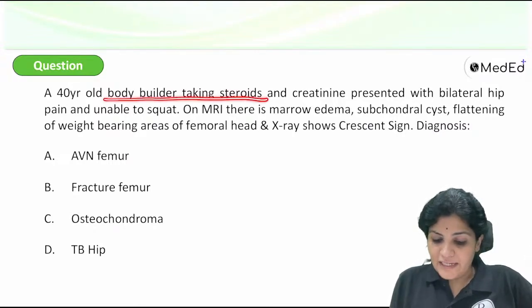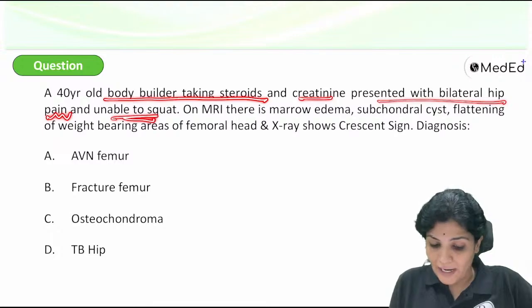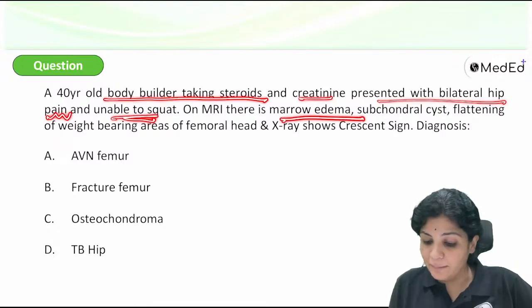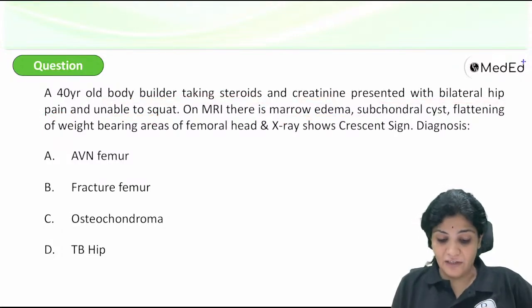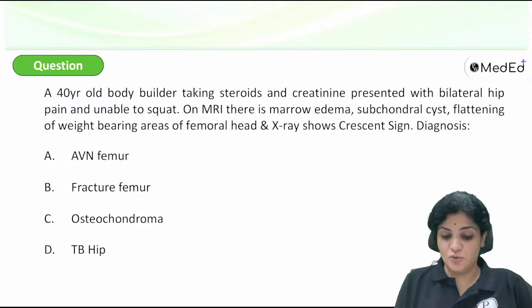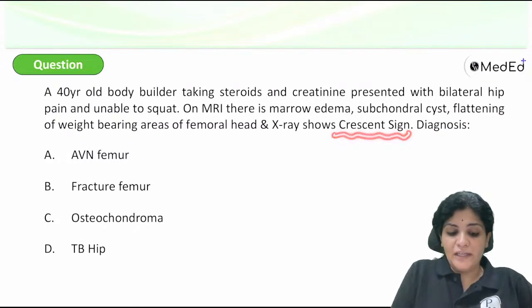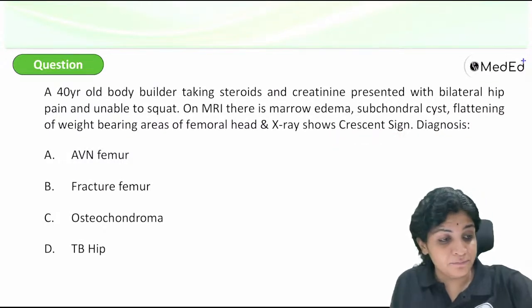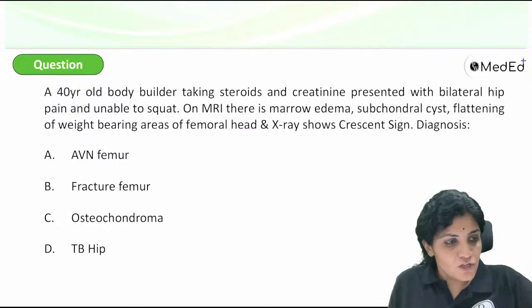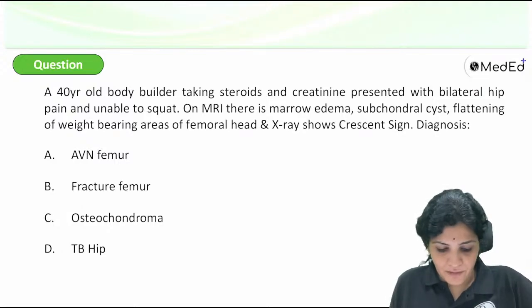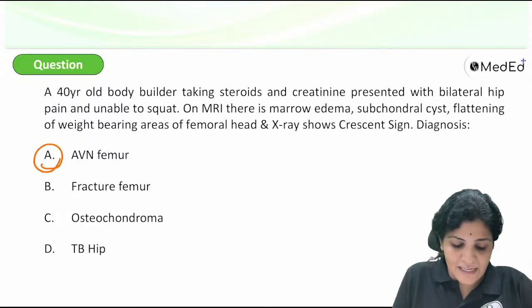A bodybuilder is taking steroids, creatinine, presented with bilateral hip pain and unable to squat. On MRI, there is a marrow edema, subchondral cyst, flattening of the femoral head. X-ray shows crescent sign. So here we are very clear. So is the open injury clear? Yes, very good. So the answer here is AVN.